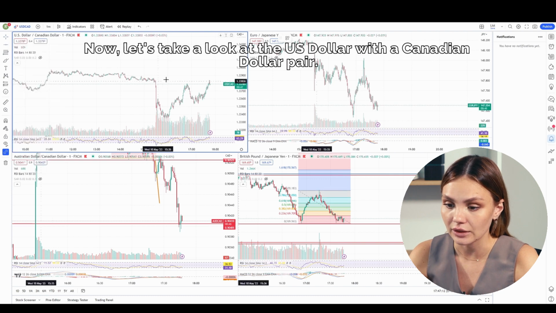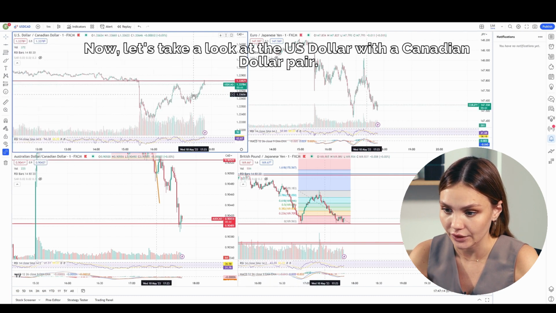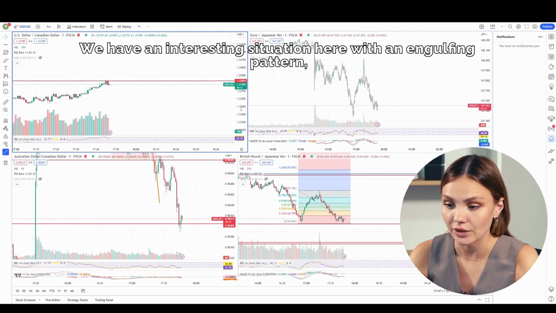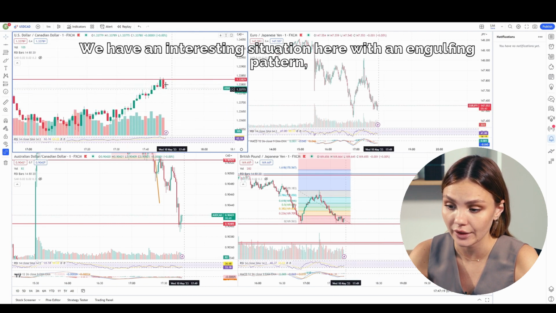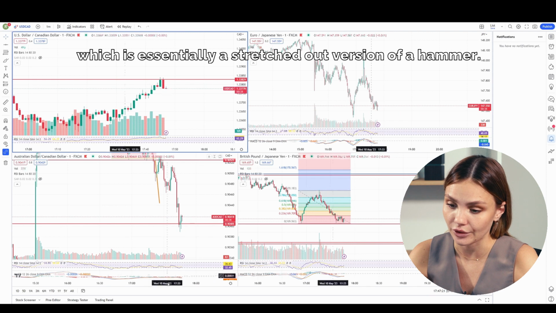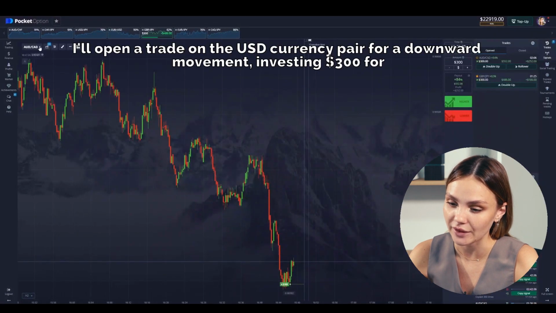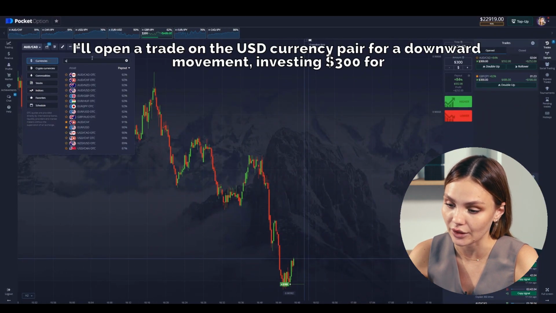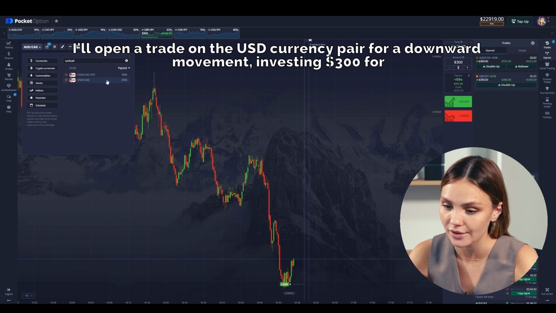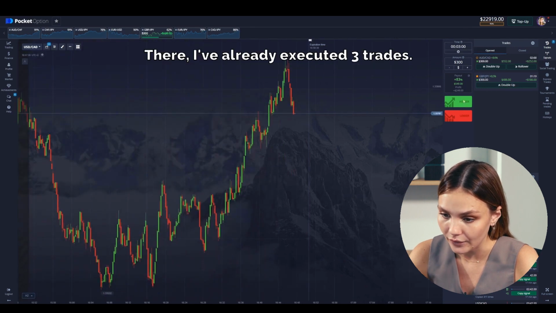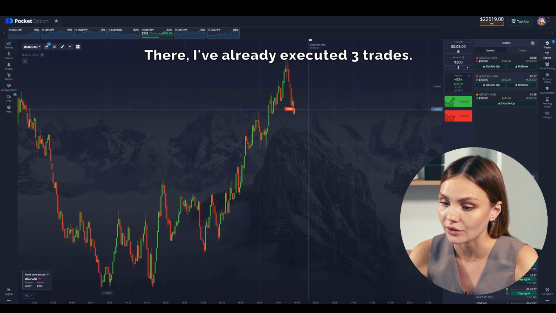Now, let's take a look at the US dollar with the Canadian dollar pair. We have an interesting situation here with an engulfing pattern, which is essentially a stretched out version of a hammer. I'll open a trade on the USD currency pair for a downward movement, investing $300 for 3 minutes. There. I already executed 3 trades.